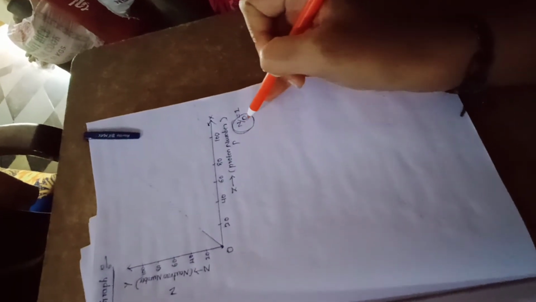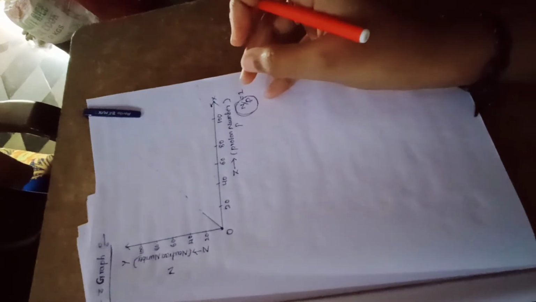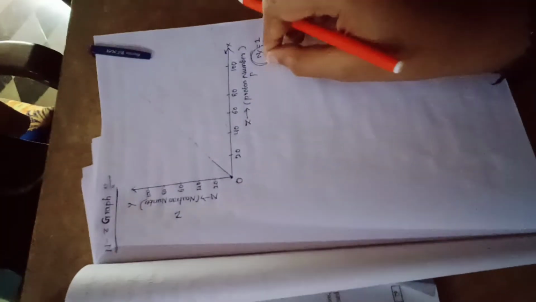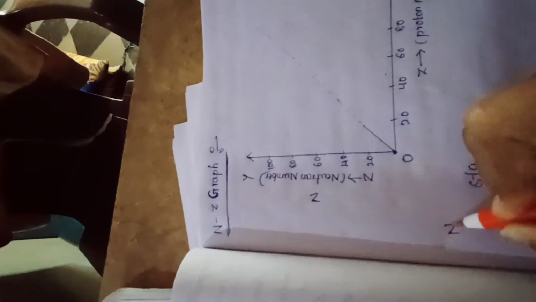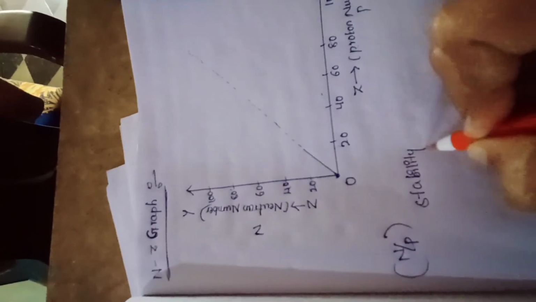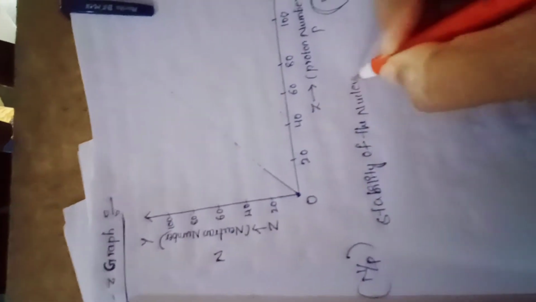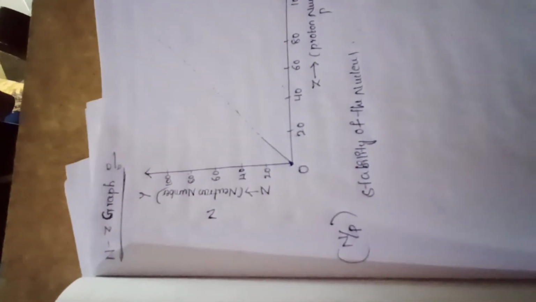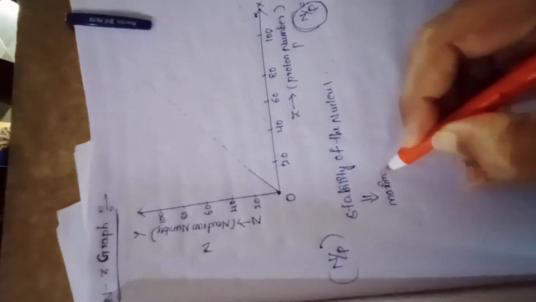So in this NZ graph, the value of the ratio of the neutron and proton decides the stability of the nucleus. Okay, stability, how much stable it is. So now the ratio of the neutron and proton decides what, Nana? Stability. N by P ratio decides the stability of the nucleus.